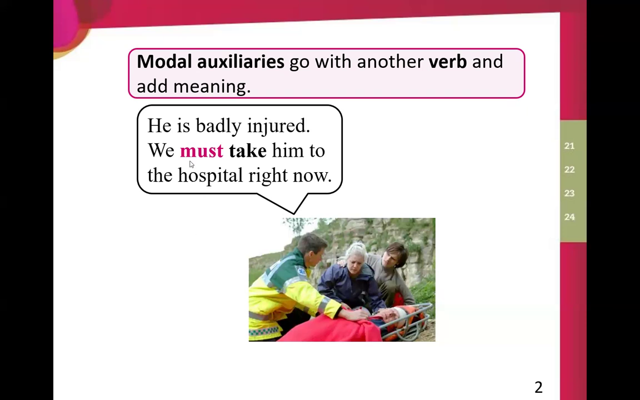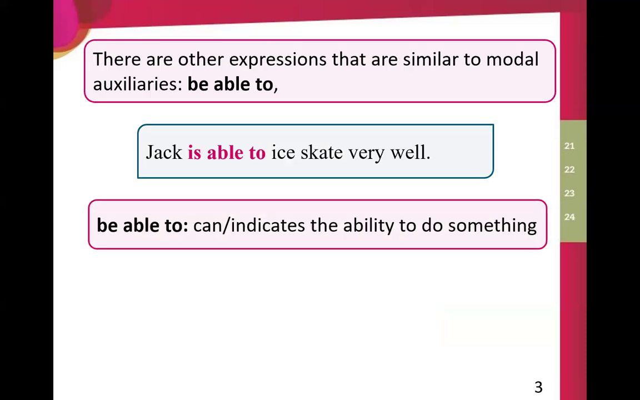So the word "must" here adds the meaning of necessity. It's a necessity to take him to the hospital. It's necessary for him. There are other expressions that are similar to the modal auxiliary.